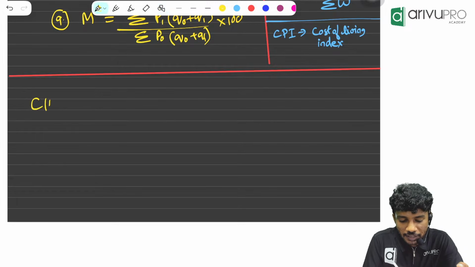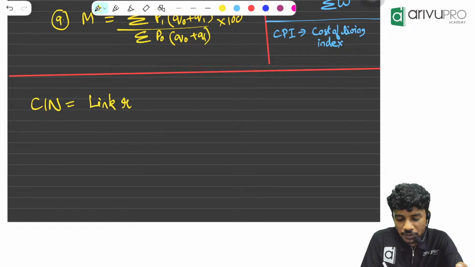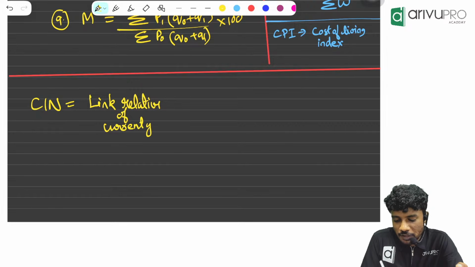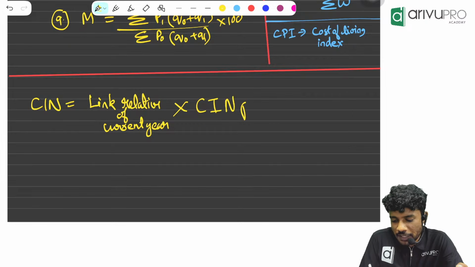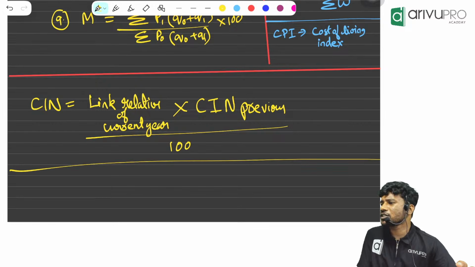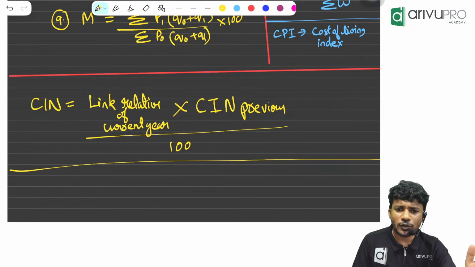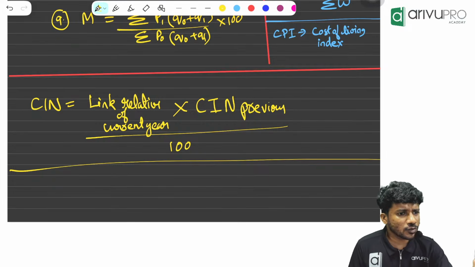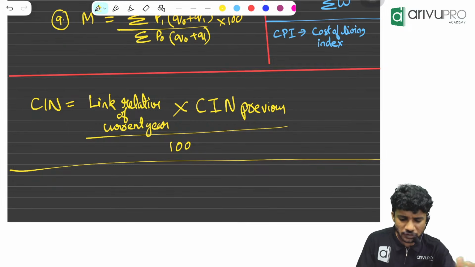That is CIN, that is link relative of which year, people? Link relative of current year, correct? Link relative of current year, then multiplied with CIN of previous year divided by what, people? 100. Then we studied about our shifted price index and all. That is original price divided by price to which we have to shift, multiplied with 100.